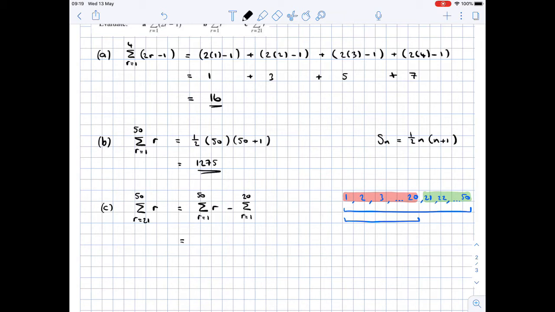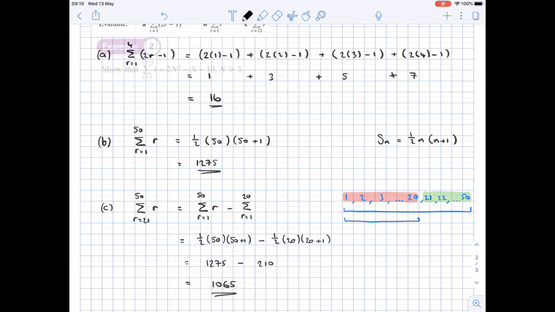Now, using our formula, this is a half, and we have 50 terms here, 50 plus 1, and from that we're going to subtract a half. This time we have 20 terms, which then gives us 1,275 minus 210, which gives us an answer of 1,065.